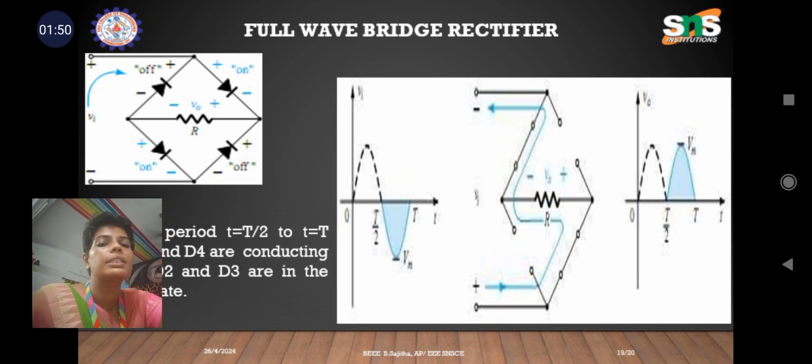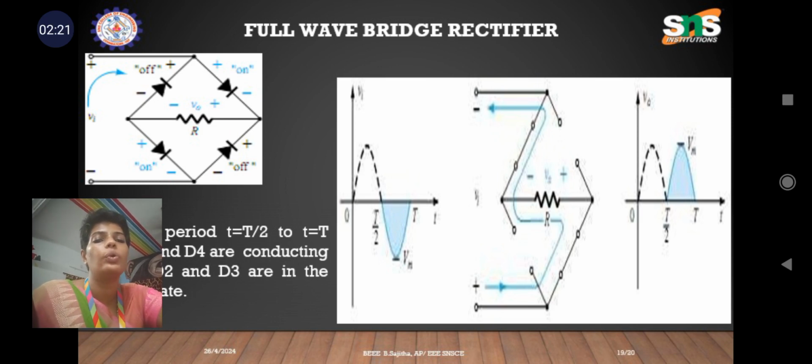You can clearly note that in all the conditions, the direction of the current flowing through the load is the same. The direction of the current is not going to reverse; it remains the same. So from when to when is each pair of diodes going to conduct?